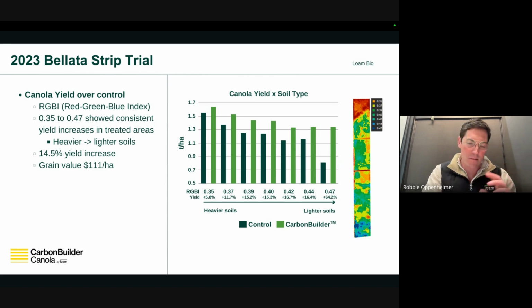And again, this ties to that point about when plants are struggling to access the nutrients or water that they need, they tend to interact a lot more with the microbial community to access those nutrients in soil. So in a way, this creates a kind of resilience or buffer against loss of yield in certain areas of the paddock.